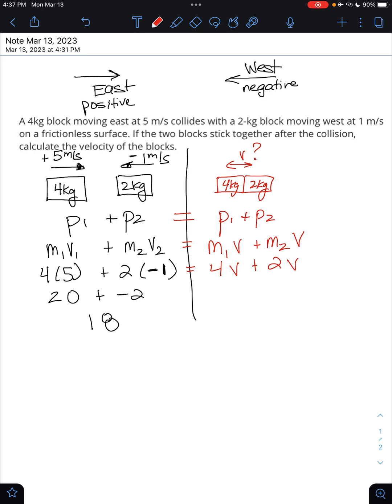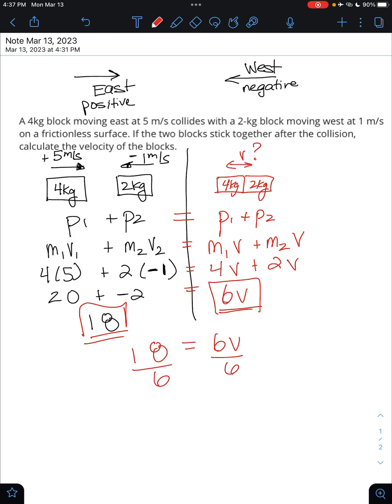And so now when we're looking at just this red side of the equation, we would say 4v plus 2v equals 6v. So after the collision, the momentum is 6v, and before the collision, the momentum is 18. They're actually both the same thing. 18 before has to still be present after. What that really means is I could set my 18 equal to my 6v, and I could divide both sides by 6 in order to solve for my unknown v of 3 meters per second.